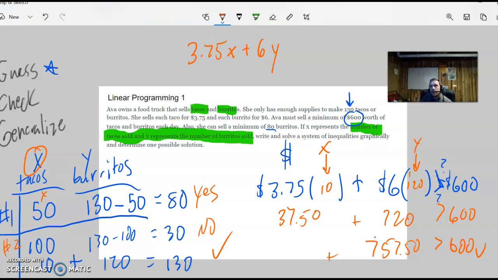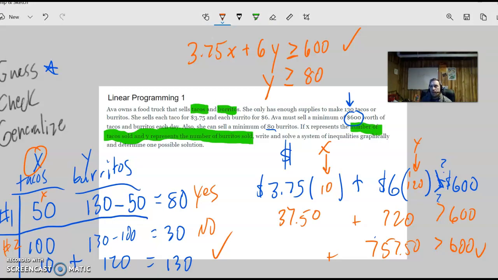We said X and Y has to be greater than or equal to a minimum of $600, right? Because we want to make more money. We want this money to be bigger than or equal to $600. And so there's one equation we get to graph. Now, reading through, it says we have to sell a minimum of 80 burritos. And so we need our number of burritos, which is Y, to be greater than or equal to 80.